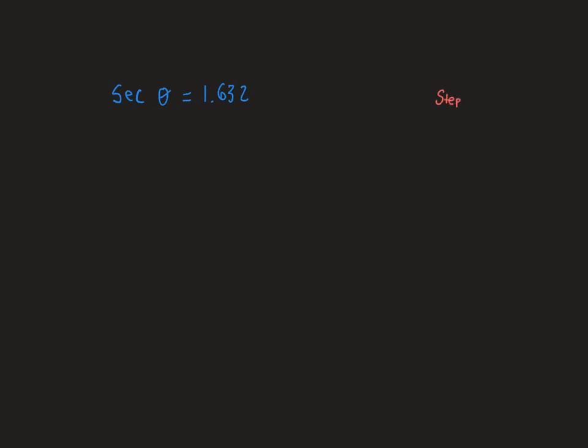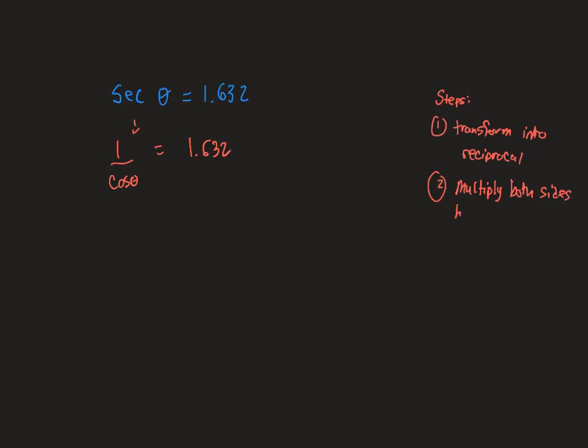Okay, so your steps. First one, transform into reciprocal. So the secant of theta should turn into 1 over cosine of theta. Then you want to multiply both sides by your bottom. So I'm going to multiply both sides here by cosine of theta.